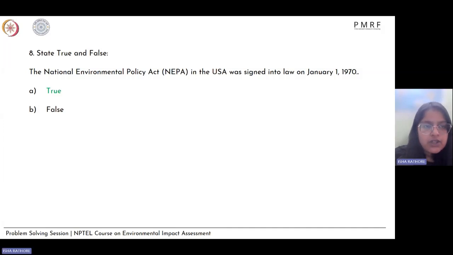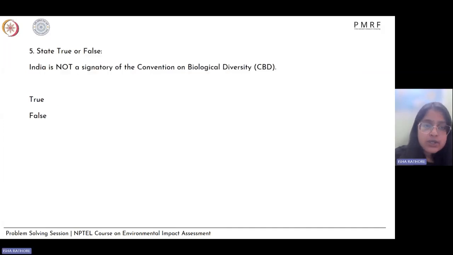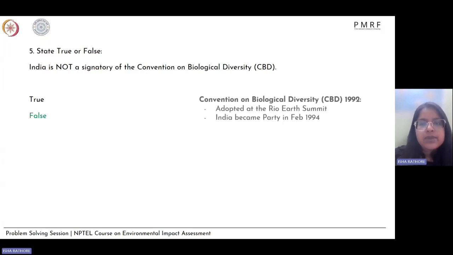So moving on, state true or false. India is not a signatory of the Convention on Biological Diversity, CBD. Is the statement true or false? So this statement is false. India became a party to the Convention on Biological Diversity, CBD, in February of 1994. Okay, so the statement is false.